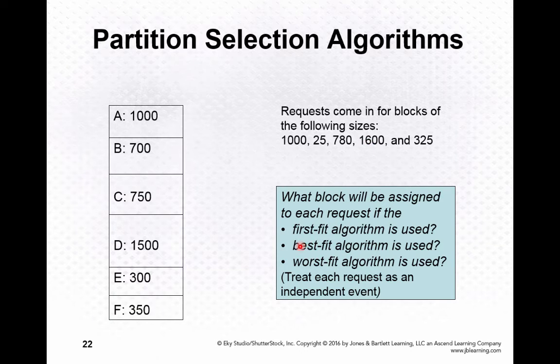And in the best fit algorithm, A, E, A, nowhere, and F. The worst fit algorithm, everything goes to D, except for this guy can't go anywhere. So yeah, read your questions carefully.